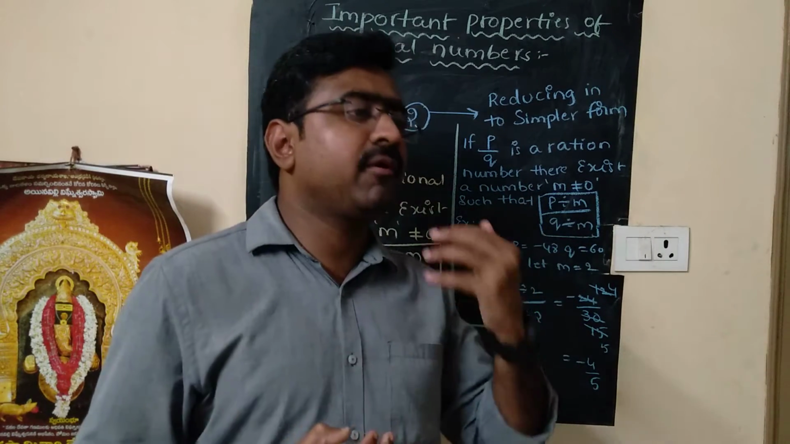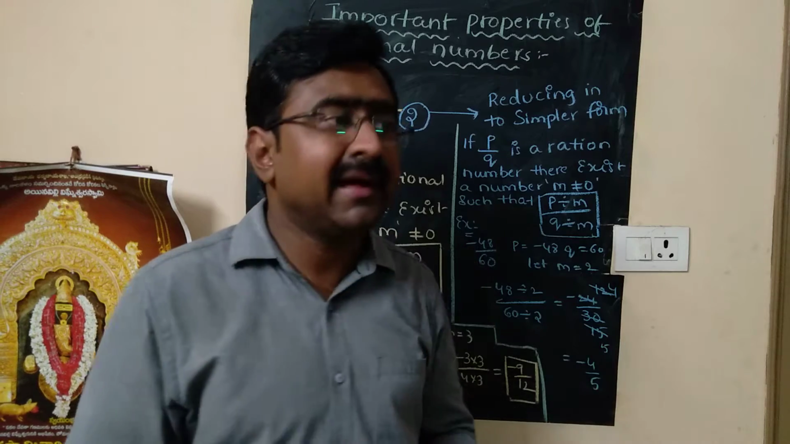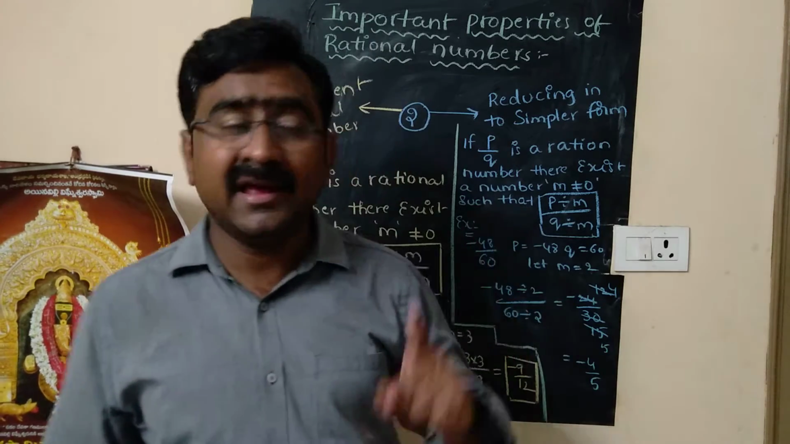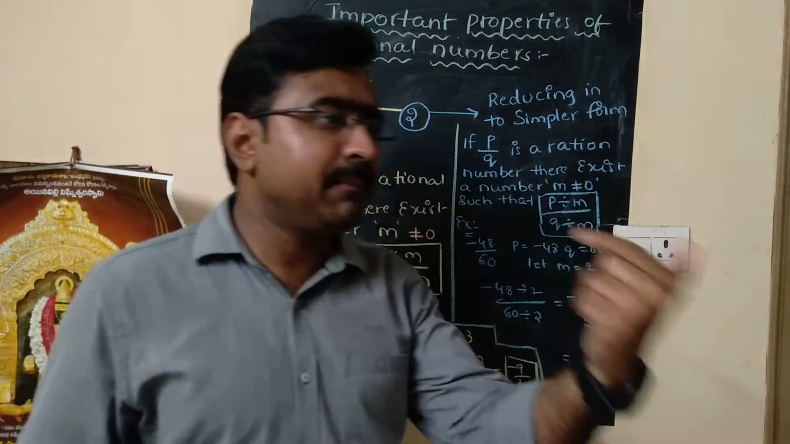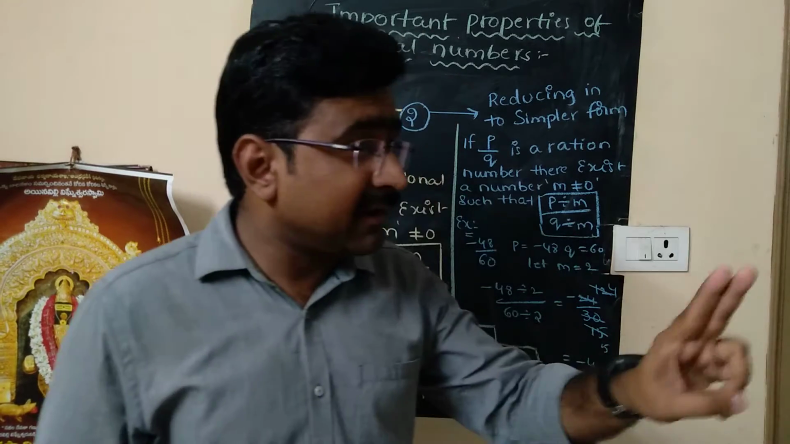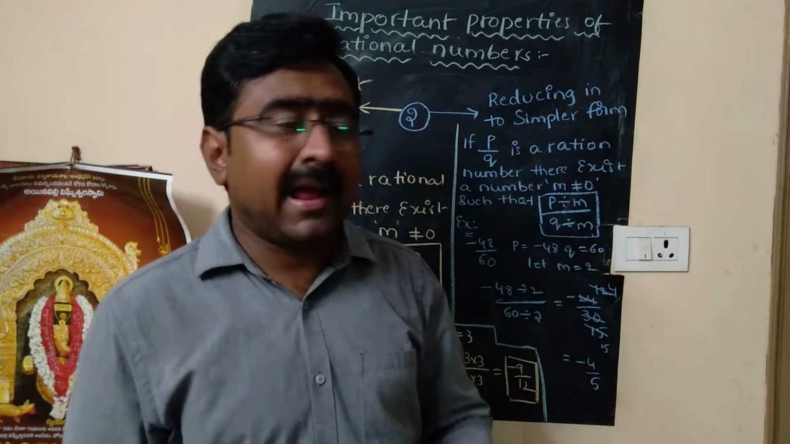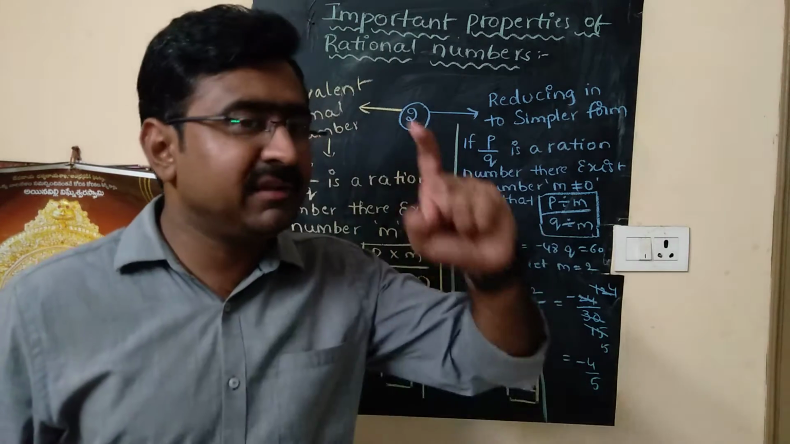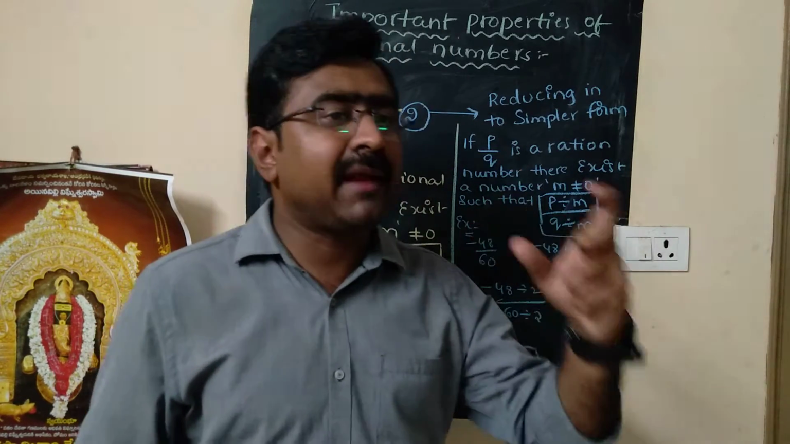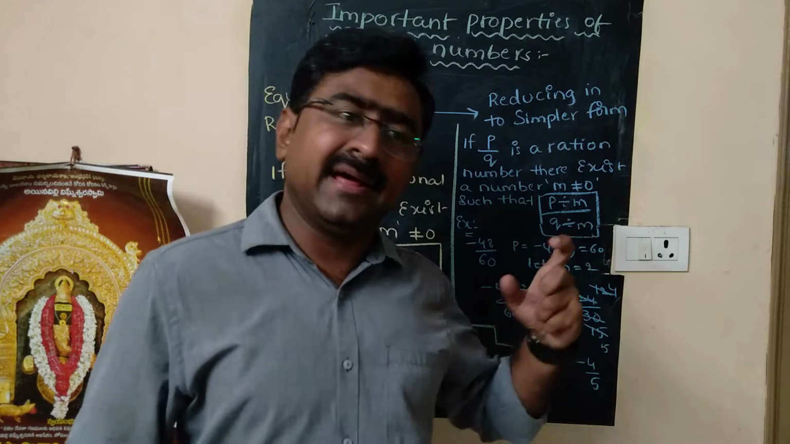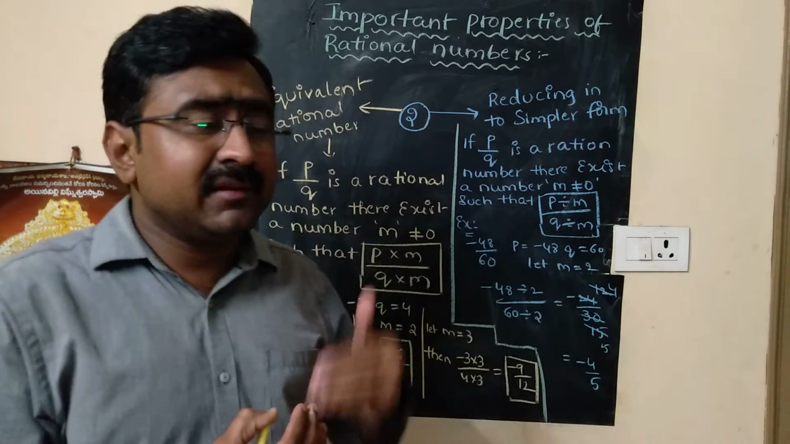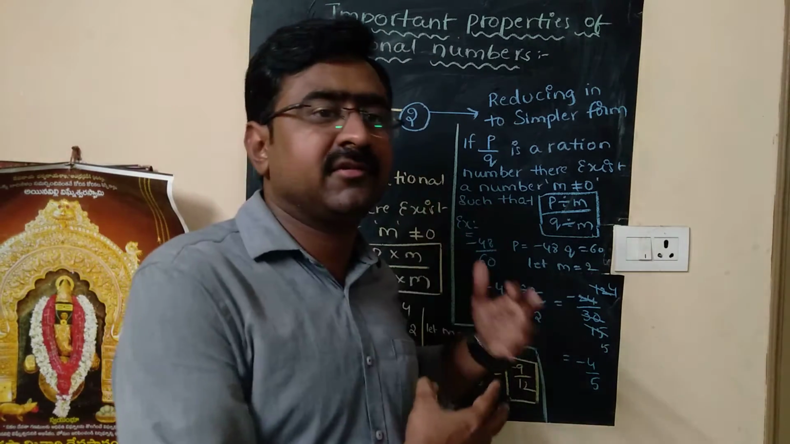And we have gone through four important facts related to rational numbers. The first fact is that every natural number can be expressed as a rational number. The second fact: every integer, whether positive or negative, can be expressed as a rational number. The third important fact is about zero: zero is always considered a rational number. And the fourth: every fraction can be expressed as a rational number. These are the four important facts we discussed in the previous class.